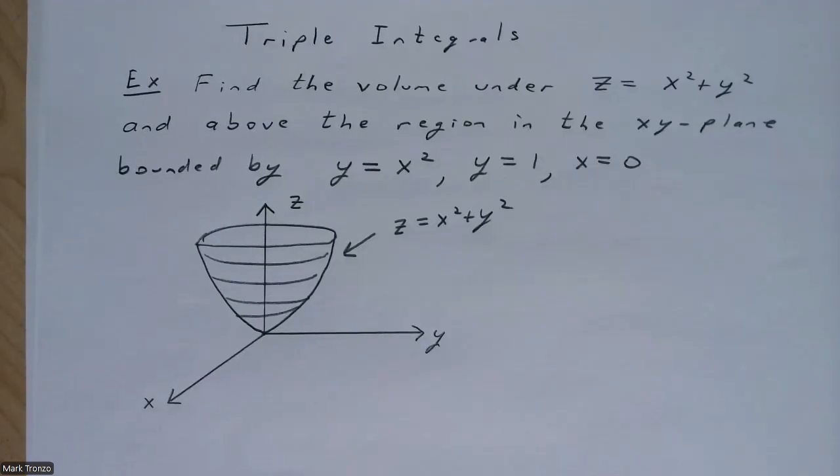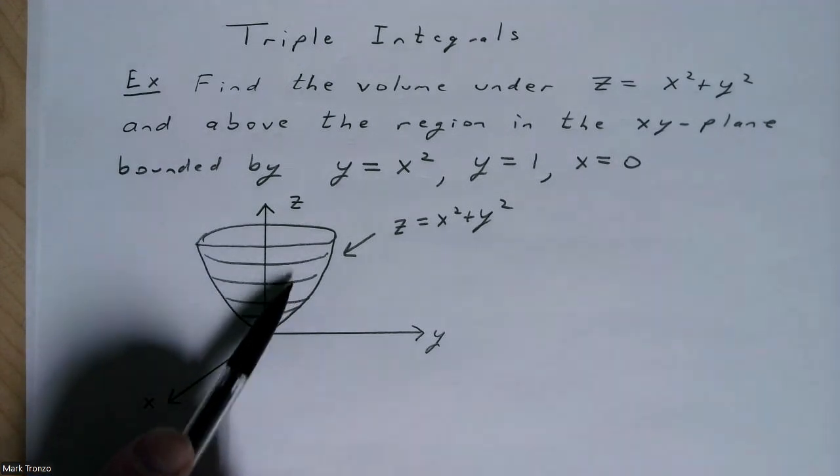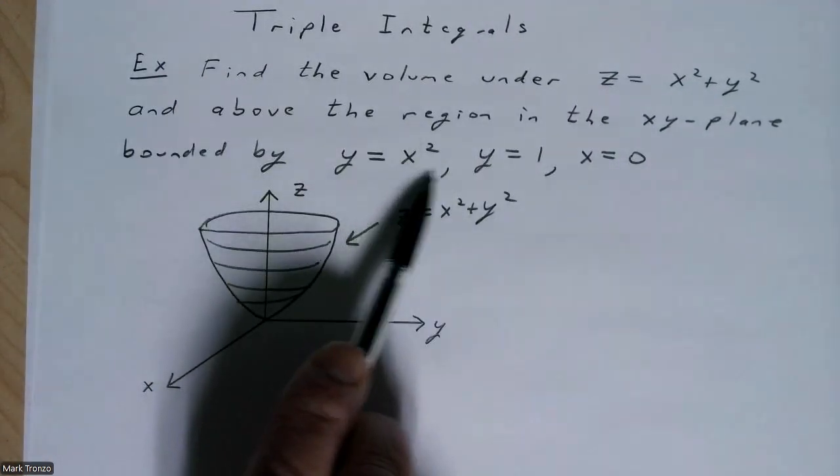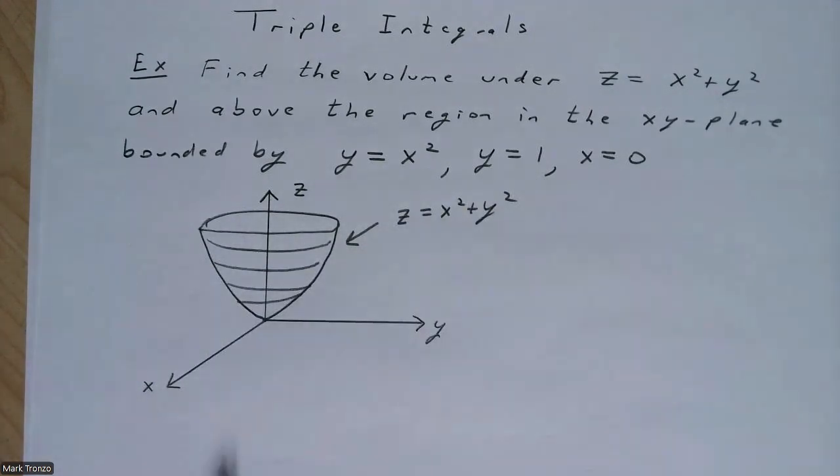We'll take a look at this triple integral. Find the volume under z equals x squared plus y squared and above the region in the xy plane bounded by y equals x squared, y equals 1, and x equals 0. So we want the volume under this paraboloid, but above these equations in the xy plane.